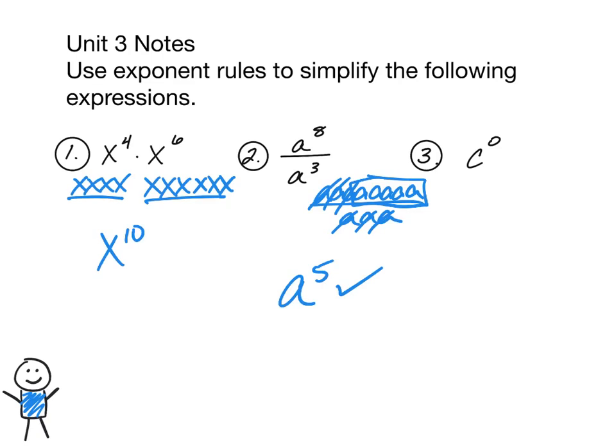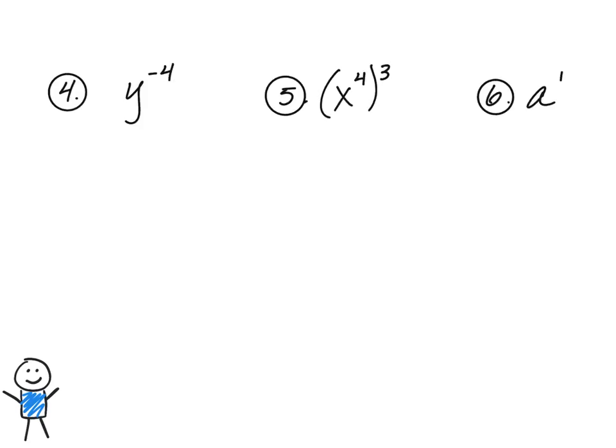which gives us our answer of a to the 5th power. And number 3, anything to the 0 power is always 1. You could test that in the calculator if you wanted to. In this case, c to the 0 power, the answer is 1. Take a look at example number 4.